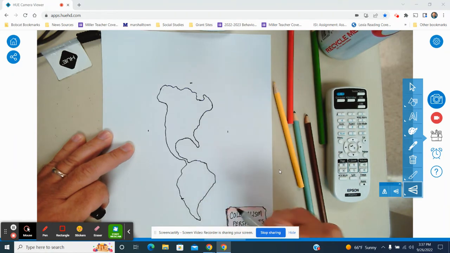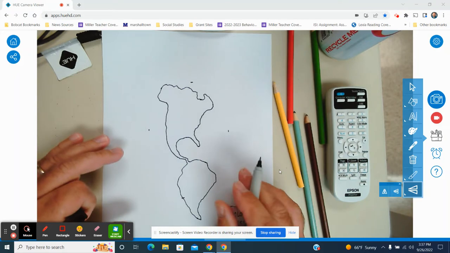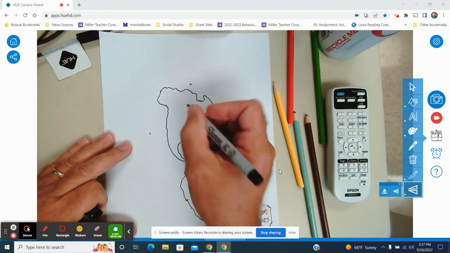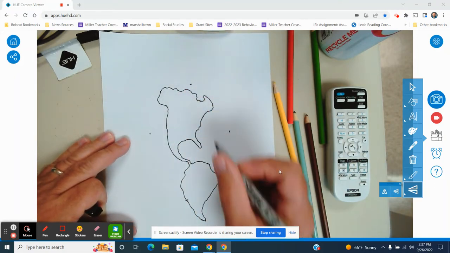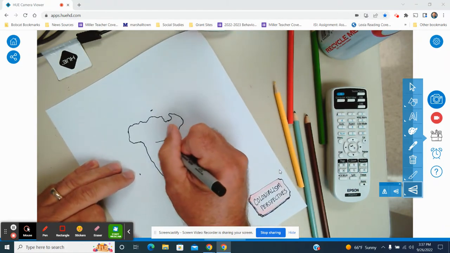Not too bad. And so now I've got North and South America. Not terrible. But I'm going to label them. And I'm going to label them big all the way across. So if you've got to turn your paper a little bit, go for it.